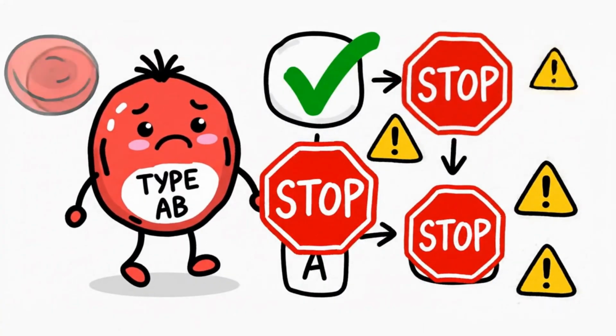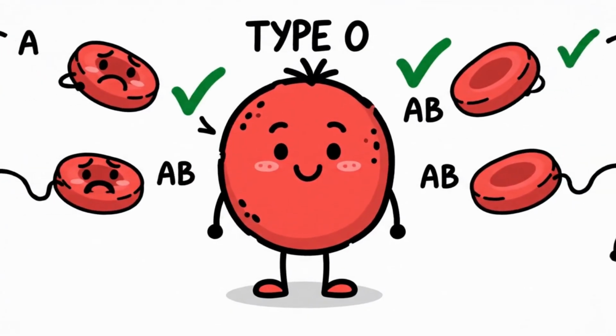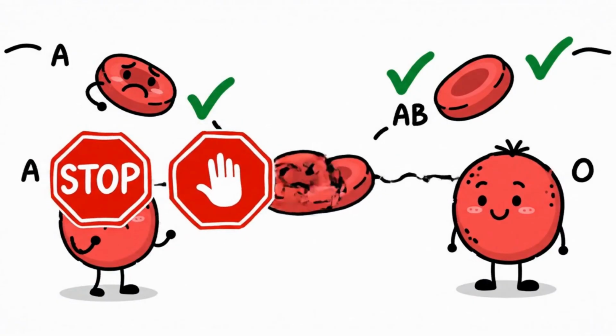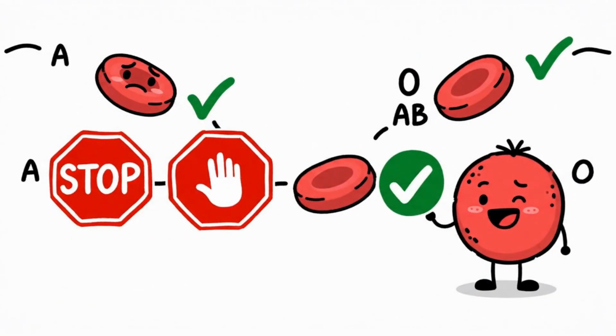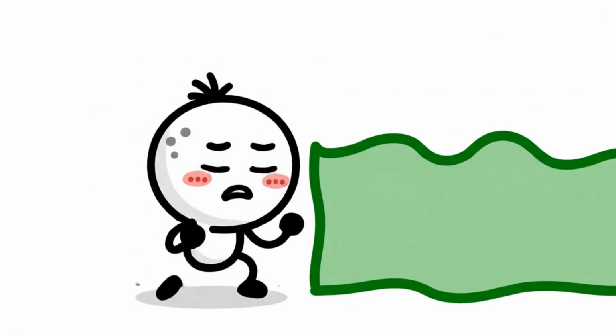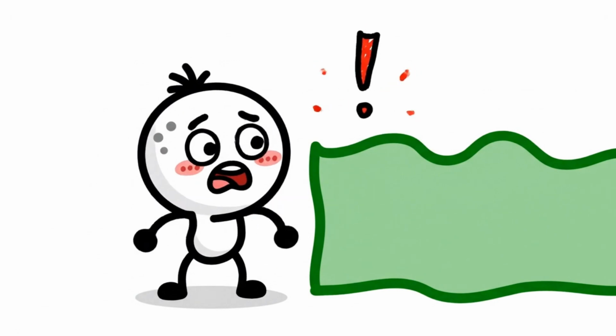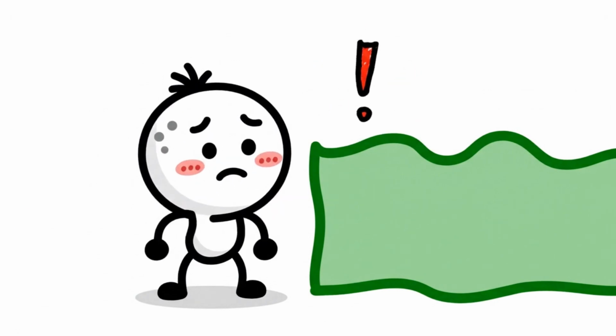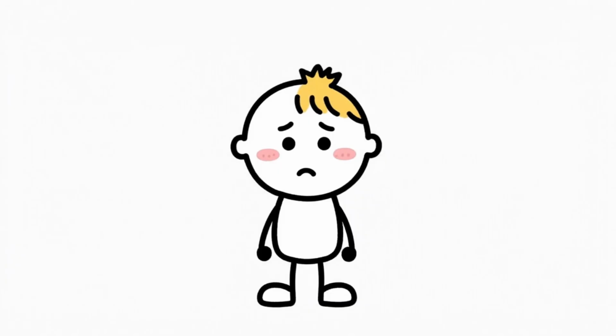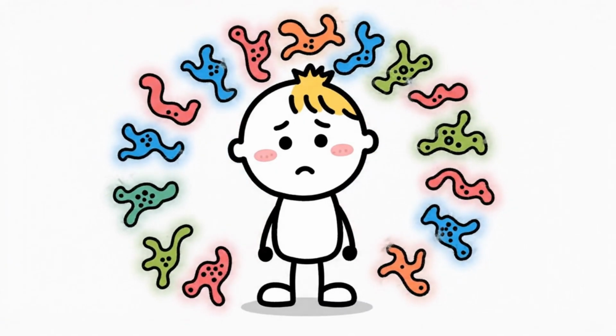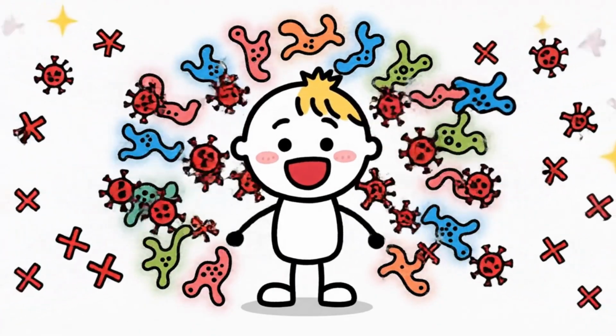Type O blood is different from all the others. It has no A or B antigens on red blood cells. Because of this, type O negative blood is considered the universal donor. It is the least likely to trigger an immune reaction during a transfusion. However, people with type O blood produce antibodies against both A and B antigens. That means they can only safely receive type O blood.